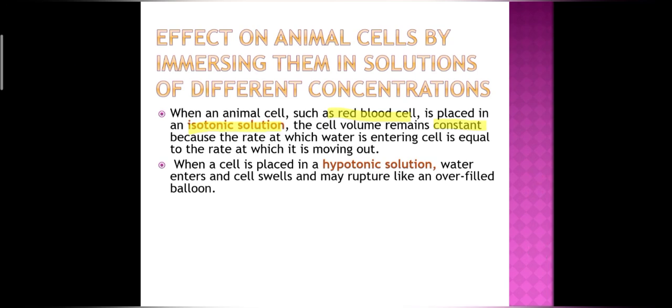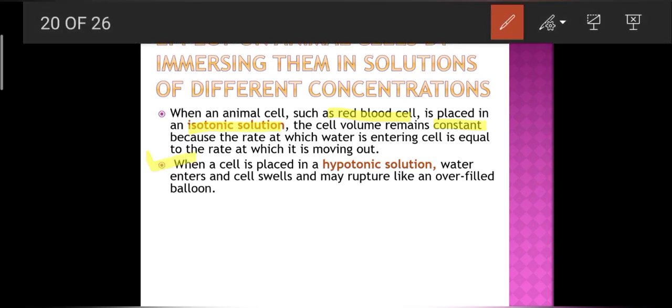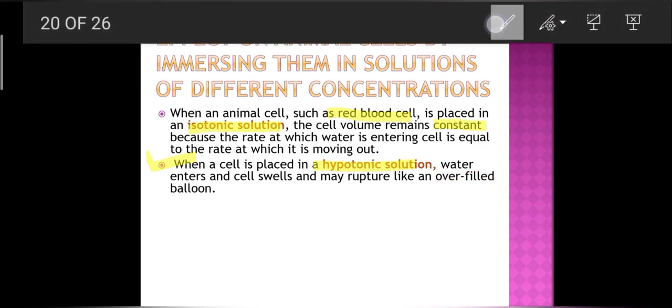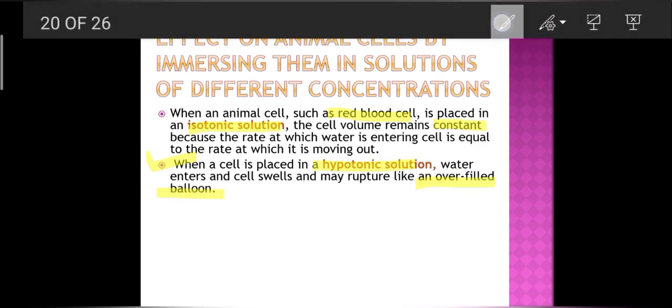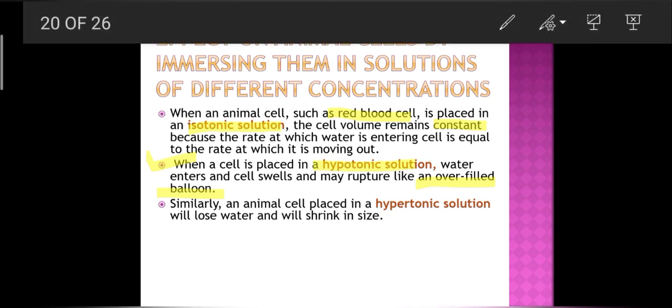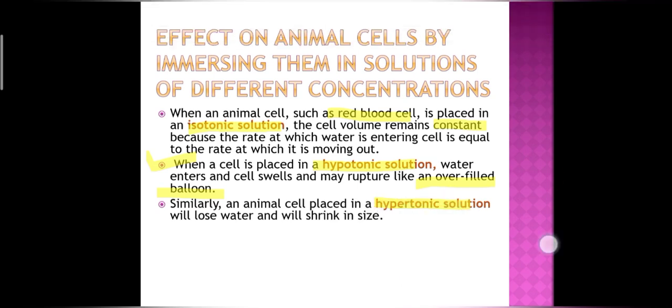What happens when a cell is placed in hypotonic solution? So when a cell is placed in a hypotonic solution, then water enters and the cell swells and it ruptures, like an overfilled balloon. Similarly, when an animal cell is placed in a hypertonic solution, then it will lose water and will shrink in size.